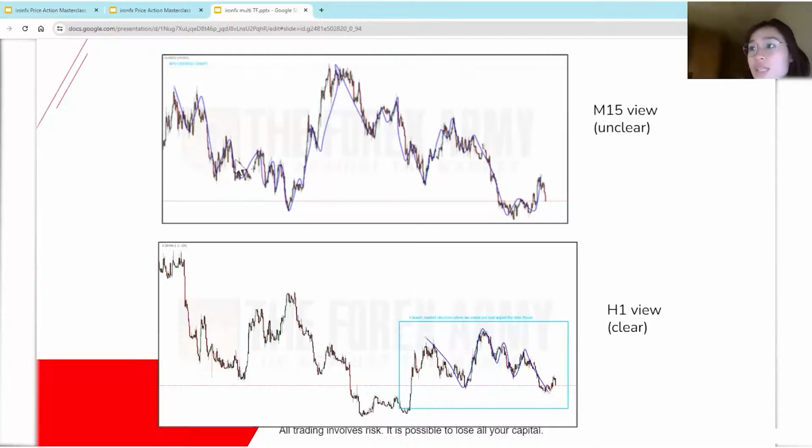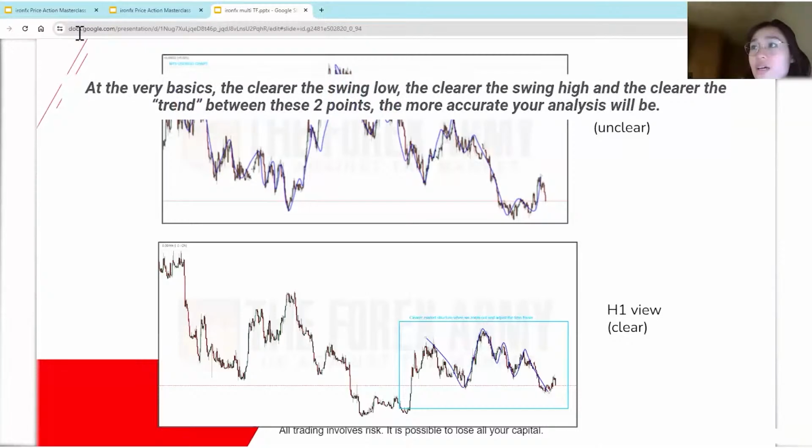So the thing to learn here is that at the very basics, the clearer the swing low and the clearer the swing high, the clearer the trend between these 2 points, the more accurate your analysis will be. So it doesn't really matter which time frame you use because that's very dependent on your own lifestyle and your own trading methods. But as long as you make sure that your market structure is clear, that's fine.